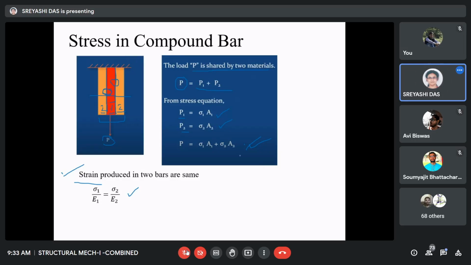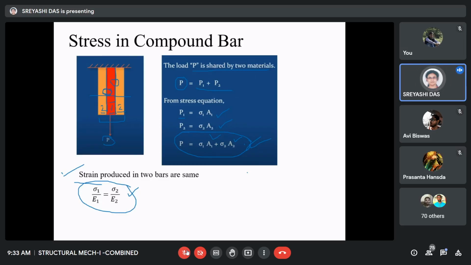Okay, so we are having these two equations. P is equal to sigma 1 A1 plus sigma 2 A2, and another thing is that the strain is the same. So using these two equations, we can find the forces produced in the individual materials, what the strain will be, and what the stress will be, all these things we can find out, because for these cases A1, A2, all these are known to us. So this is the case for stress in a compound bar.